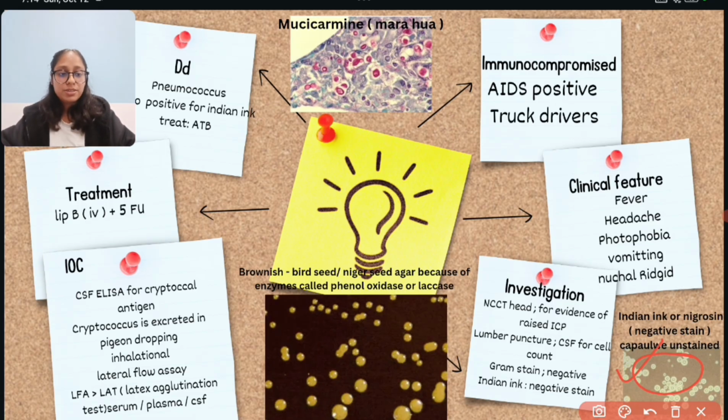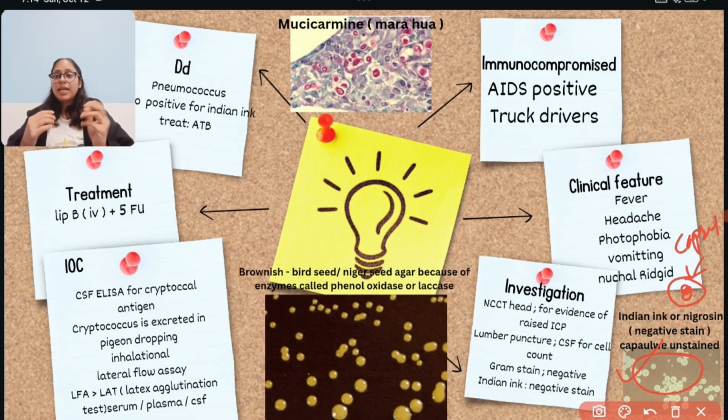Capsules are going to be unstained, right? So the center one is the organism, and the one beside it is the capsule, and this capsule is not going to be stained, and that's why you can see the capsule differently. And negative stain, what do you mean by negative stain? It's like you are not staining the organism, but you are staining the background in order to highlight the organism present in it. Now you can see brownish color on bird seed or Niger seed agar, because of the enzyme called phenol oxidase or laccase, which is used in order to see this organism, and you will be seeing some yellowish depositions in it.